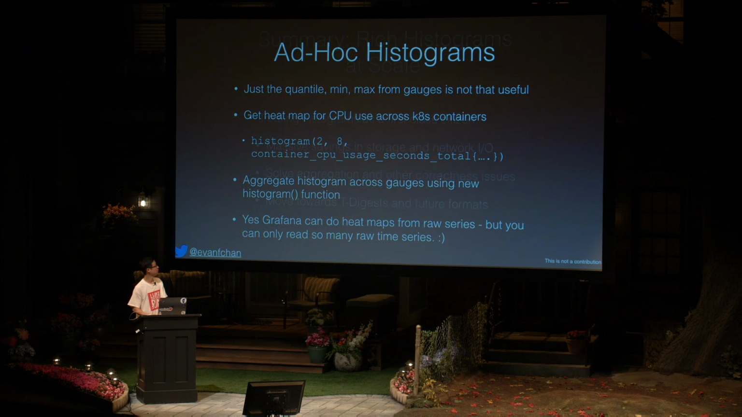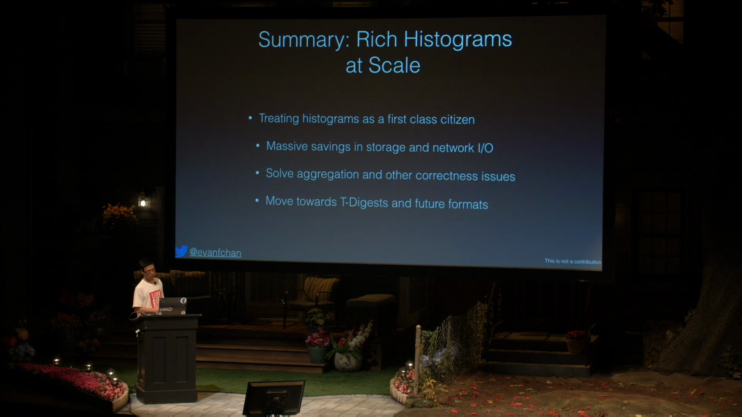Right. So in summary, if we treat histograms as a first-class citizen, we can help realize their potential by leveraging savings in storage and network and solving accuracies and other things like that. And it will allow us to move towards a world where some of these newer features and data structures that are coming out, such as T-digest, it will allow us to leverage that future more.